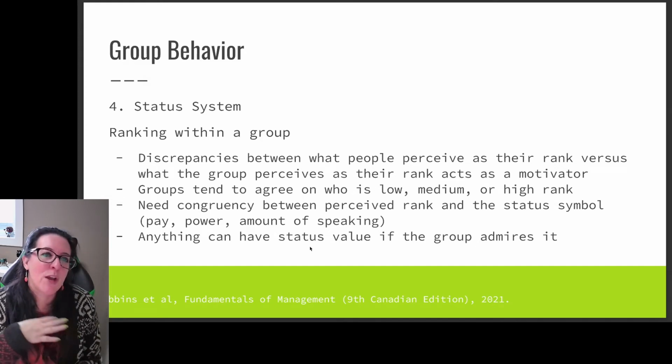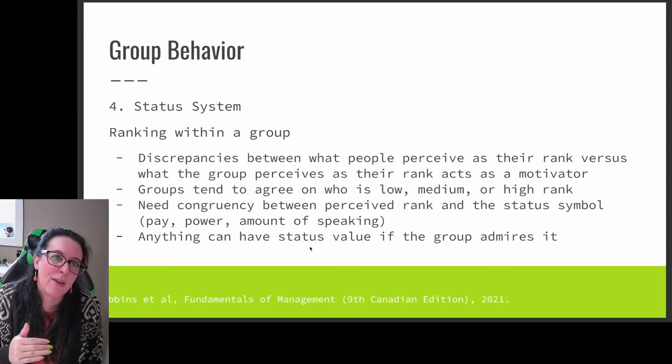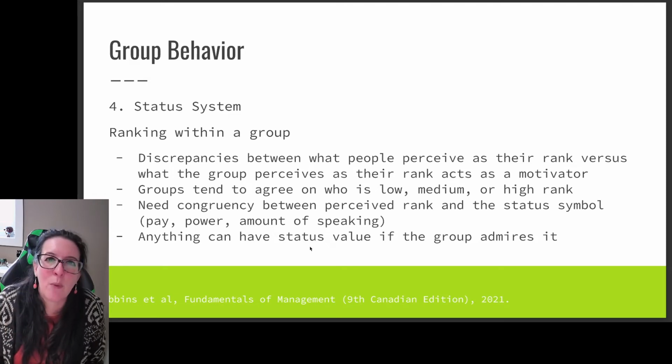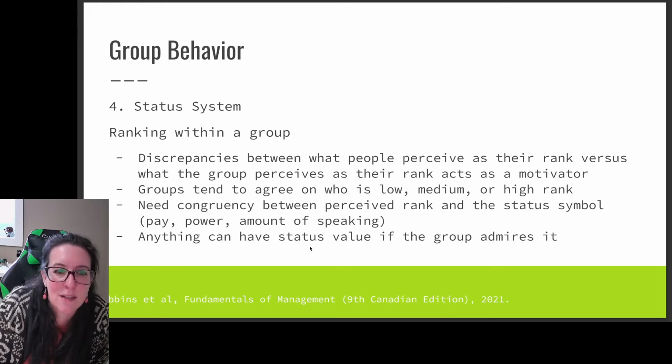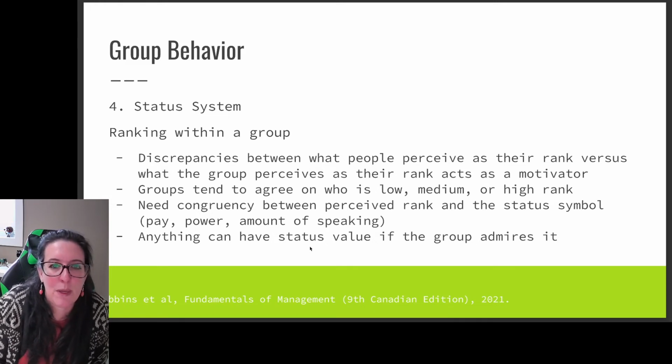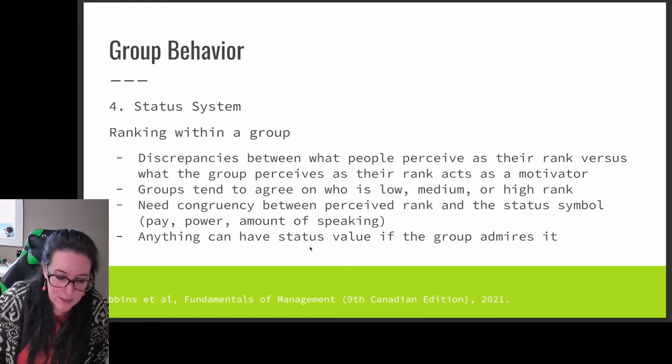So we have generally this perceived ranking system within the group. We tend to agree on what that ranking system is, and there tends to be some kind of status symbol attached to it. And it can simply be the level of deference or respect that's shown to certain people who are seen as higher rank within the team.